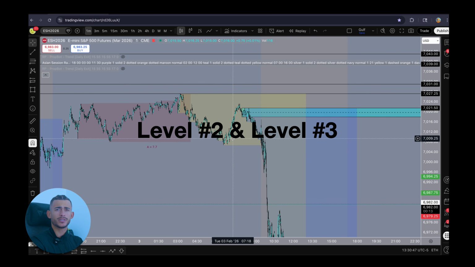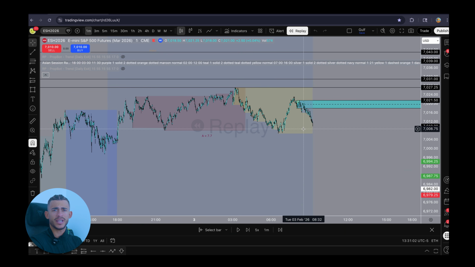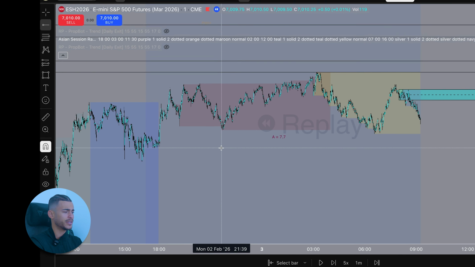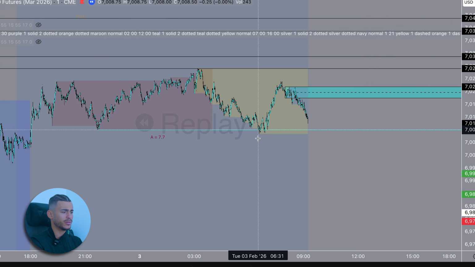The next levels we're going to mark out are going to be untested highs and lows, meaning highs and lows that have not yet been tested or touched. So for the sake of the example, we're going to go in market replay mode, and then we're going to go ahead and mark out this low just like that. And then we're also going to mark out this low.